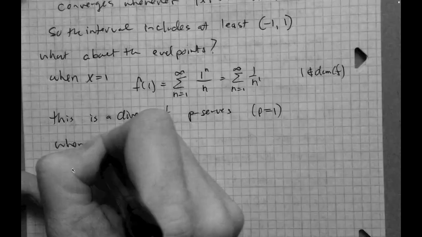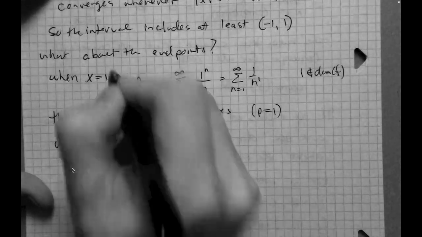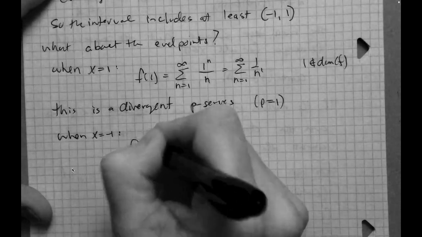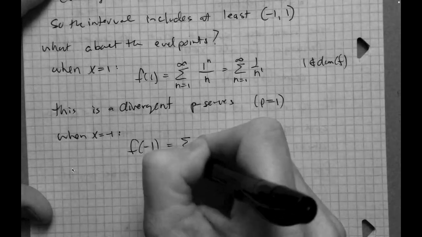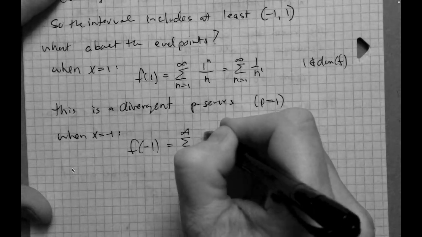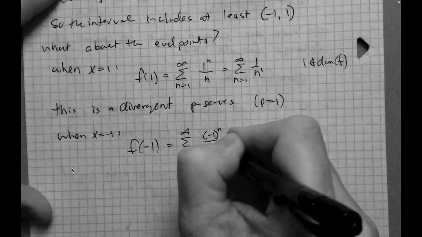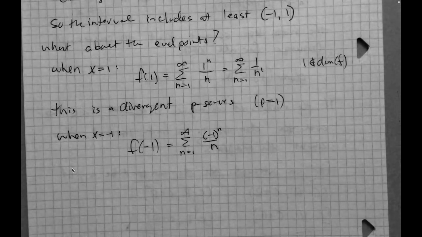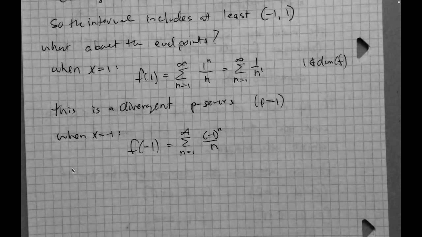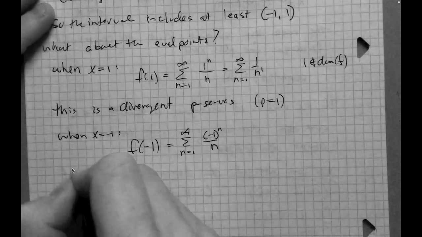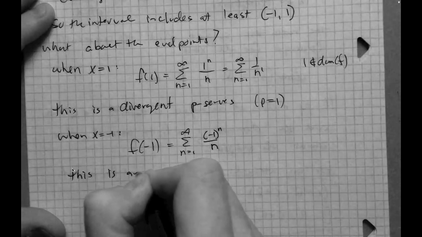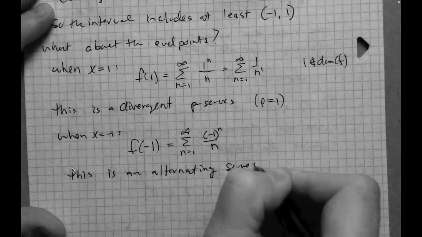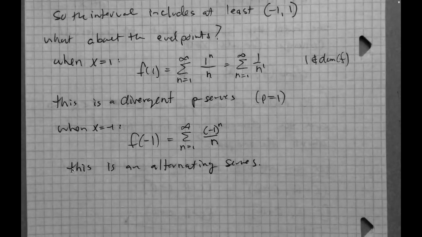So what about when x equals -1? Okay. When x equals -1, the series is f of -1, which is the sum from n equals 1 up to infinity of (-1) to the nth power over n. Right, now here, the numerator definitely matters, because this becomes an alternating series. So this is an alternating series.